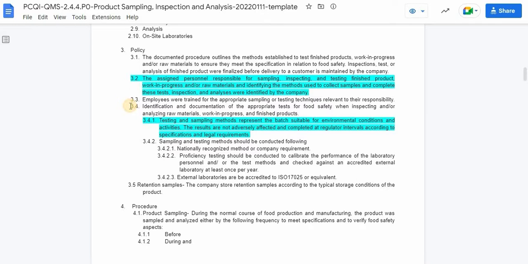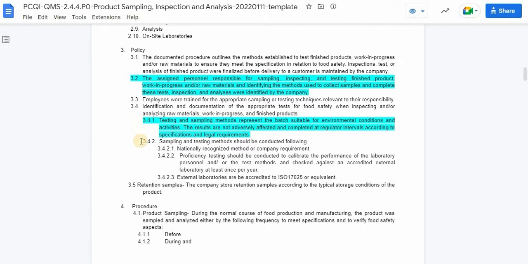Fourth, identification and documentation of the appropriate tests for food safety when inspecting and/or analyzing raw materials, work in progress, and finished products. Testing and sampling methods represent the batch suitable for environmental conditions and activities. The results are not adversely affected and completed at regular intervals according to specifications and legal requirements.